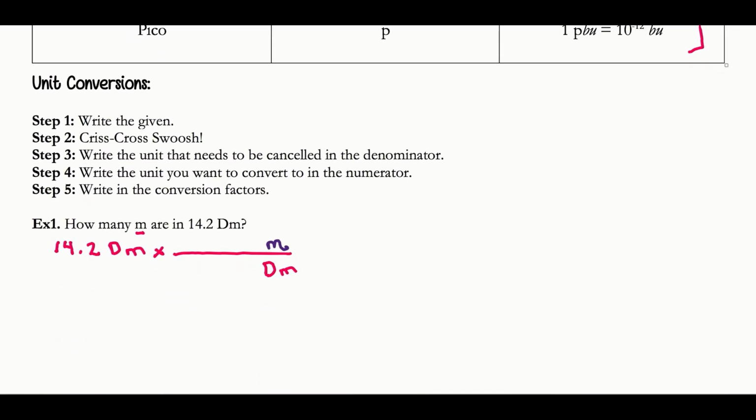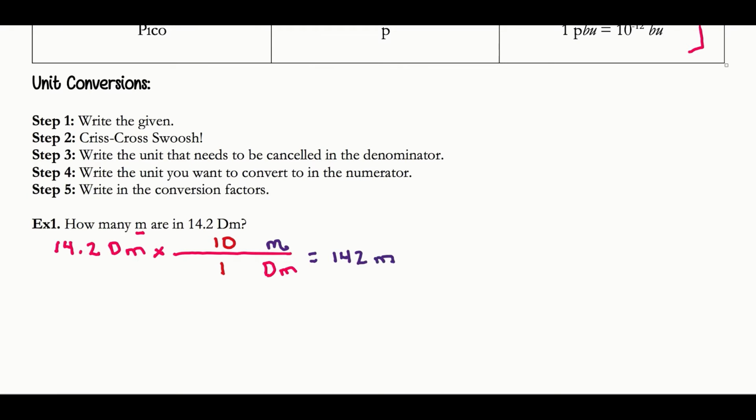So I'm going to put in that relationship right here. So I have 1 decameter equals 10 meters. Okay? And you'll use the relationship that's given to you. You're not expected to memorize that. So I'm going to take 14.2, and because my number is in the numerator, I'm going to multiply. If it were in the denominator, I would divide, but it's in the numerator, so I'm going to take 14.2 and multiply it by 10, and so my answer I get is 142 meters.